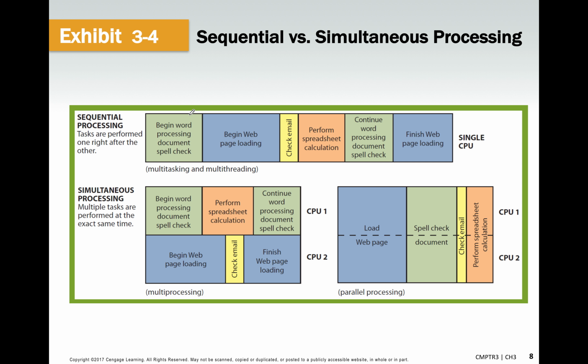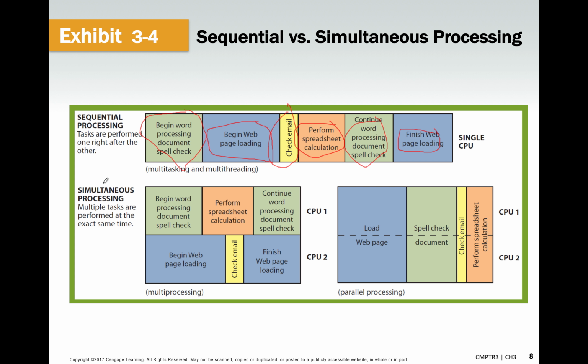All right, so for our sequential processing, tasks are performed one right after another. Let's say, for instance, that we begin processing a Microsoft Word document for spell check. Then we want to go to a website, check our email, perform spreadsheet calculations, continue to Word, and then finish web page loading. So this is on a single CPU going through that process. Maybe I'll work on Microsoft Word here, maybe I'll open a website there, maybe I'll check an email next. So it's going through a process of doing things one at a time.